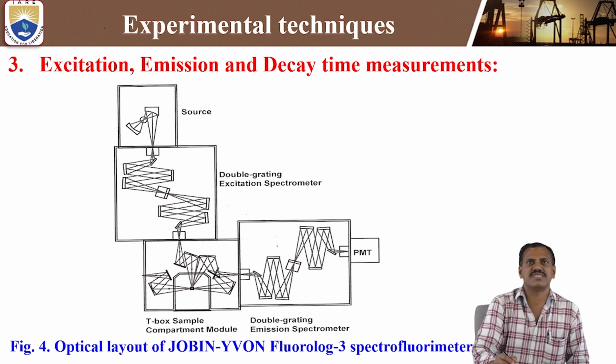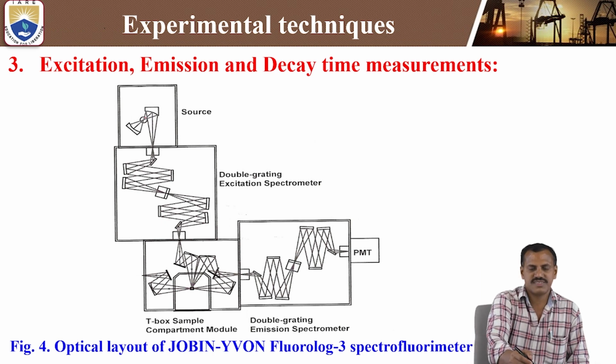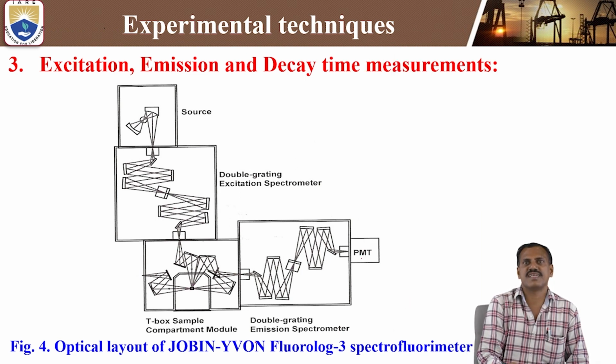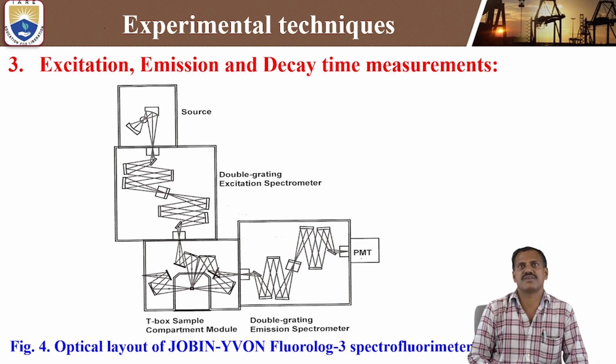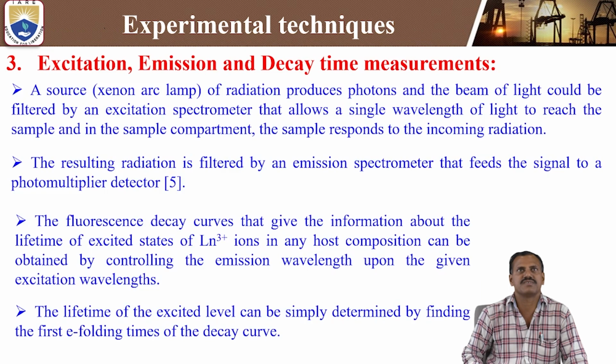Using this block diagram, we can explain the source. In it we are using a xenon flash lamp, an arc lamp, and different kinds of mirrors and lenses inside the instrument. The light comes from the source through the mirrors and lenses, and we measure through the PMT detector, collecting the signal from the double grating emission spectrometer. That way we measure the excitation spectrum, the emission spectrum, as well as decay time and lifetime measurements.